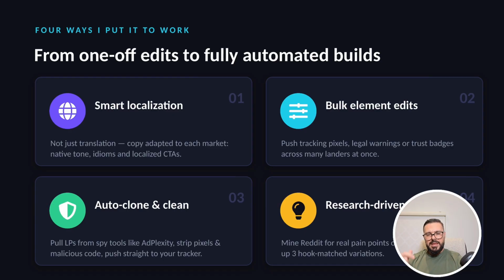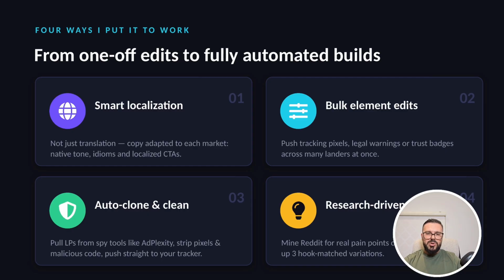And the last one, which is also very interesting, is using the MCP to build research-driven landing pages. I'll give you an example. If you're running a hair loss offer and you need to create some new landing pages, you could tell it to go on Reddit and search for specific discussions where people are talking about their pain points about hair loss and spin 4 different variations, each using a hook that matches one of these pain points.